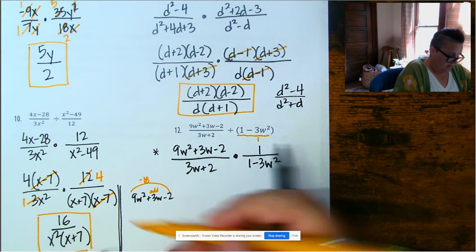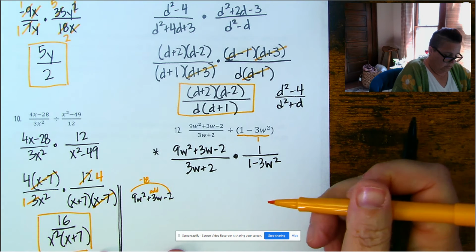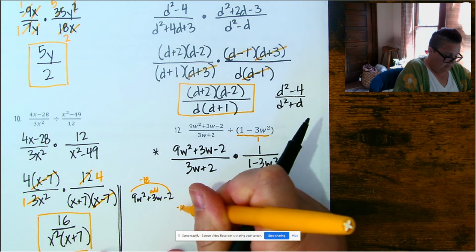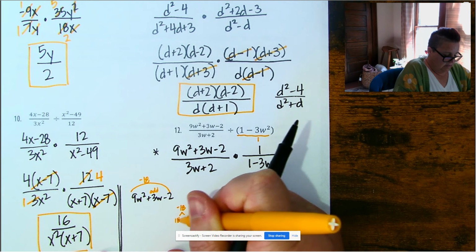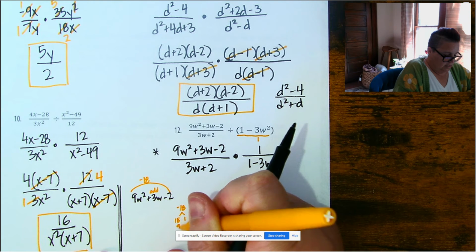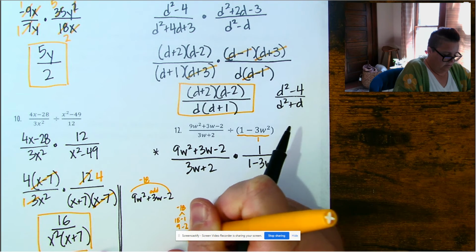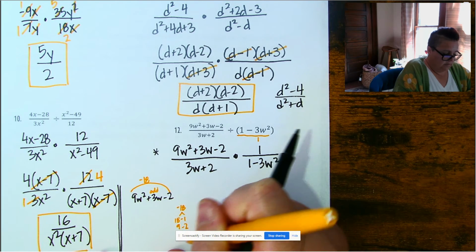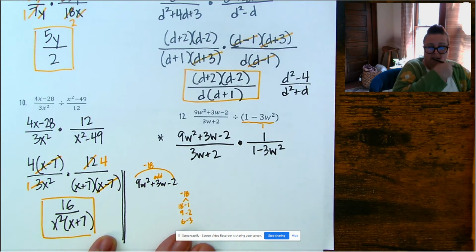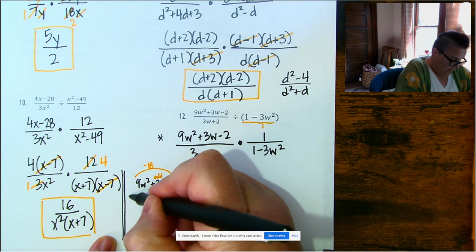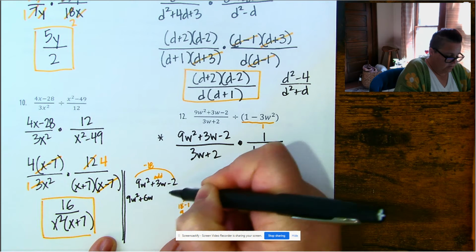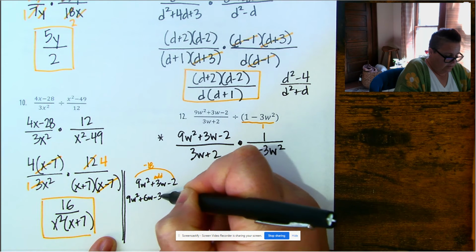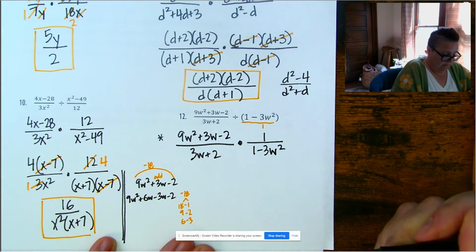What are the factors of negative 18? Negative 18 would be an 18 and a 1, a 9 and a negative 2, a 6 and a... okay, so it's the 6 and 3. That's the one that works: the 6 and negative 3. So this would be 9w squared plus 6w minus 3w minus 2.